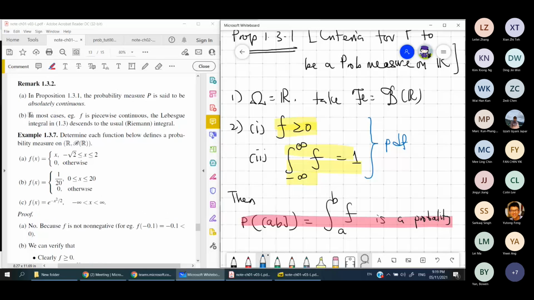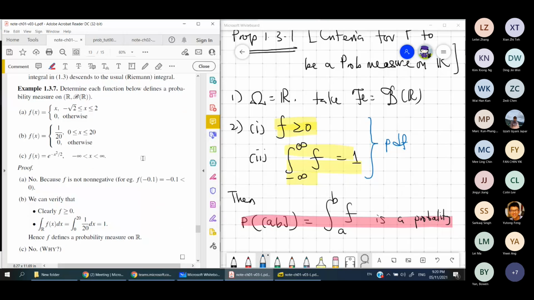In this Proposition 1.3.1, the probability measure is what we call absolutely continuous. Forget about this one, it doesn't matter. Usually we use the Riemann integral most of the time. So maybe you look at this example.